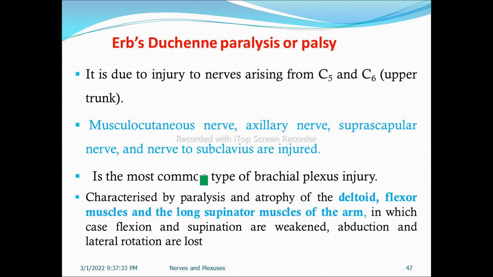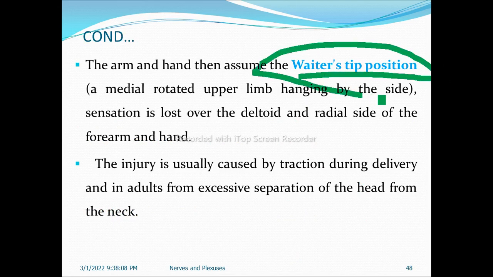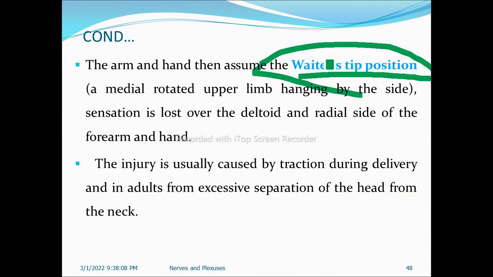It is the most common type of brachial plexus injury, characterized by paralysis and atrophy of the deltoid, flexor muscles, and the long supinator muscles, in which case flexion and supination are weakened and abduction and lateral rotation are lost. In this case, the position is the waiter's tip position. Babies which have this paralysis have the waiter's tip position.